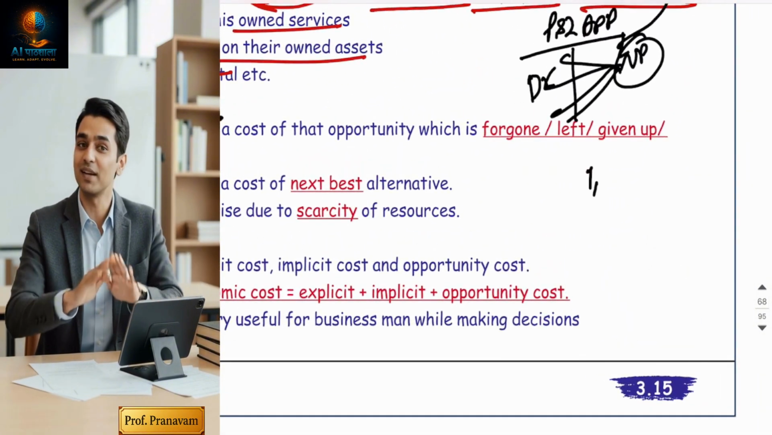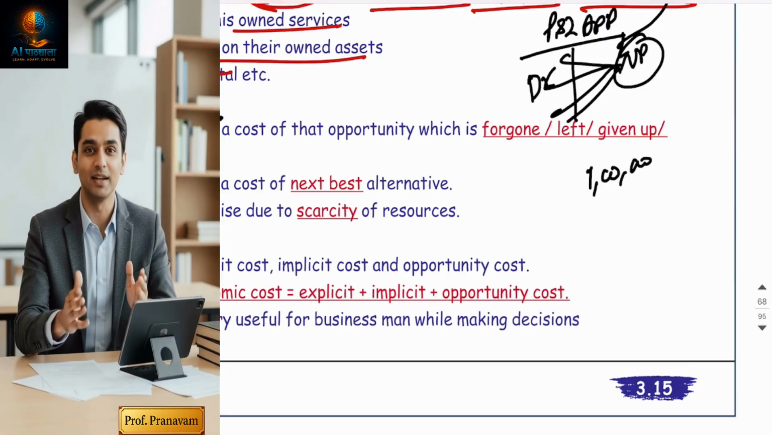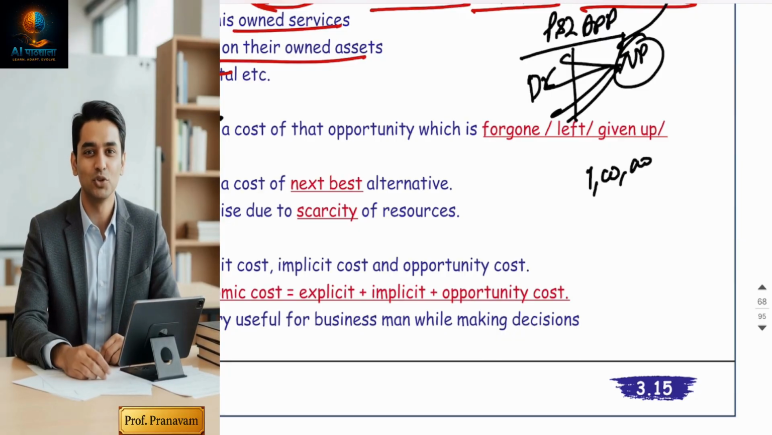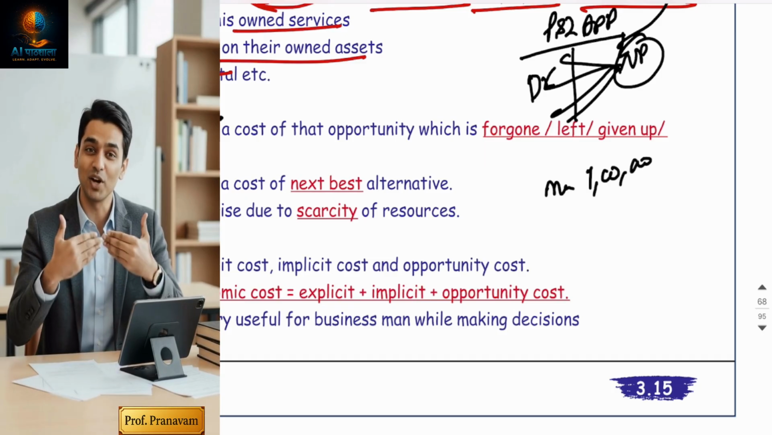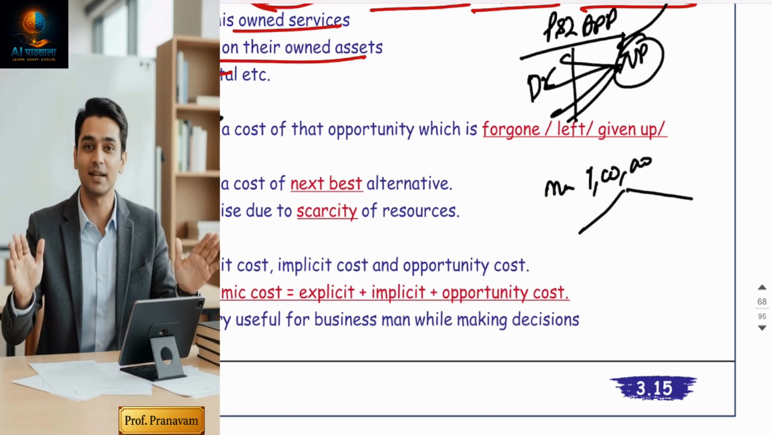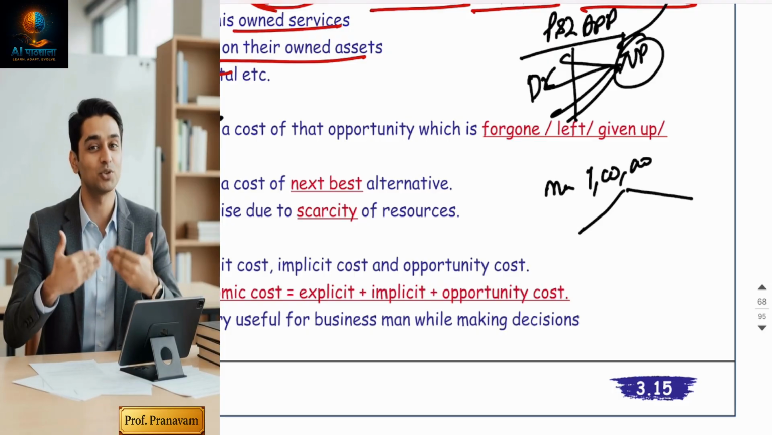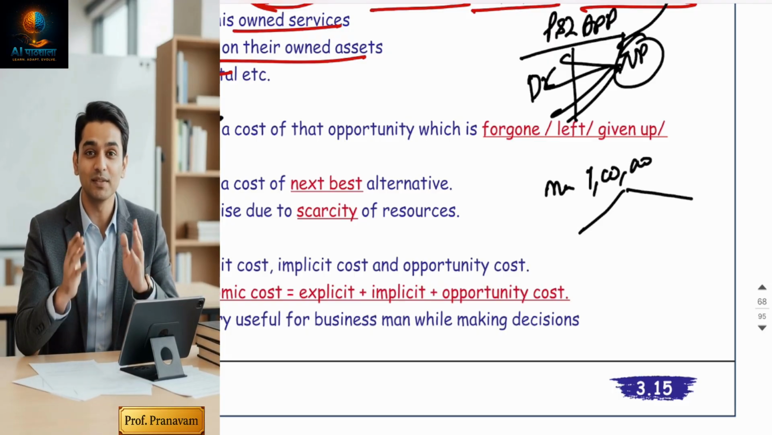For example, you have 1 lakh rupees with you. Okay, these are the resources. Now you have two options. Economists say you will always have two opportunities, but you cannot grab both together. You can grab only one opportunity. The second opportunity you have to sacrifice.